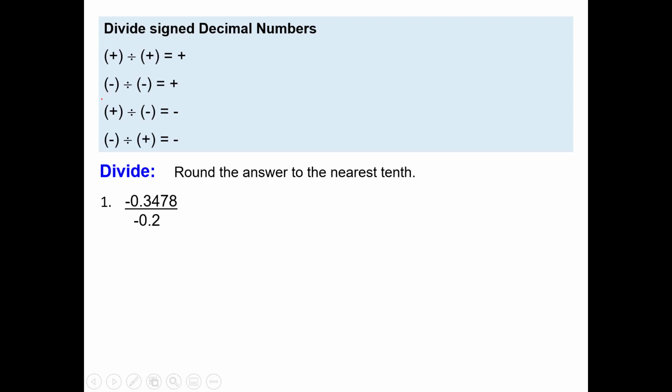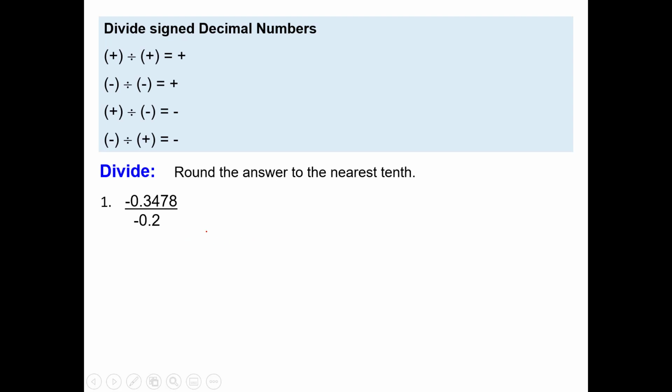If the numbers have unlike signs, the division is always negative. Positive divided by negative is negative. Negative divided by a positive number is always negative. And we want to divide these two numbers, and we want to round the answer to the nearest tenth.